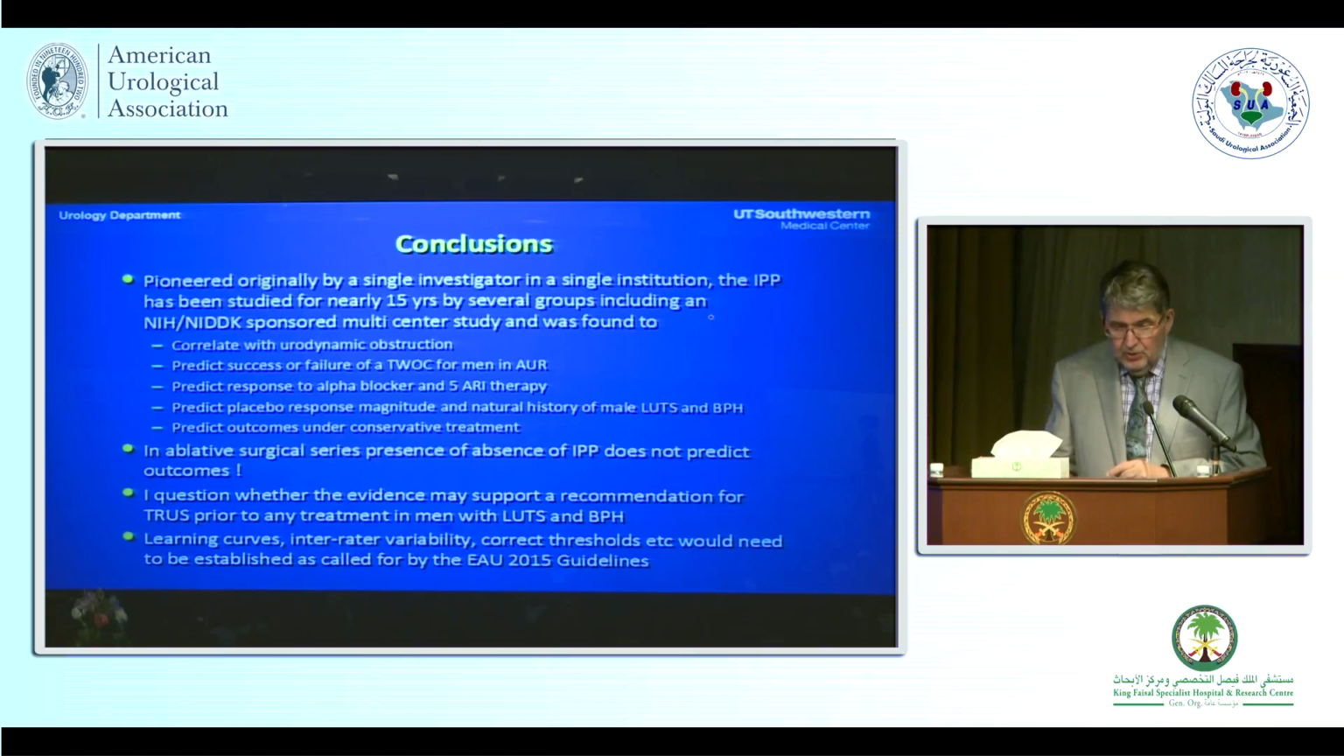The AUA doesn't really recognize it in their guidelines, and I personally think that since this intravesical protrusion has been shown to correlate with urodynamic obstruction, it predicts success or failure of a trial without catheter, it predicts a response to ARI and alpha blocker treatment, it predicts a placebo response, both magnitude and the natural history, and the outcomes of conservative treatment. And since it is of such great importance, I think new guidelines should incorporate prostate ultrasound imaging at baseline to appropriately alert our patients to this and make appropriate treatment recommendation.